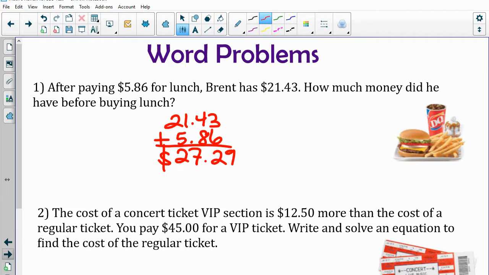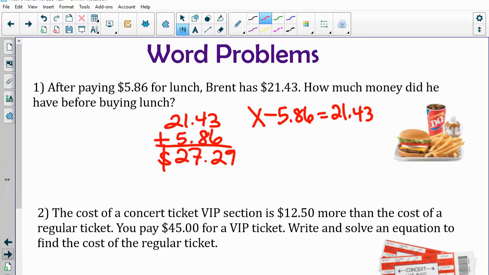You can just work your way backwards. You could create an equation if you wanted to. You don't have to. But you could say, okay, he had this much money. We don't know. But he spent $5.86. If he spends, are we going to add or subtract $5.86? Yeah, we're going to have to subtract the $5.86 from what he had, and then we know he has $21.43 left.